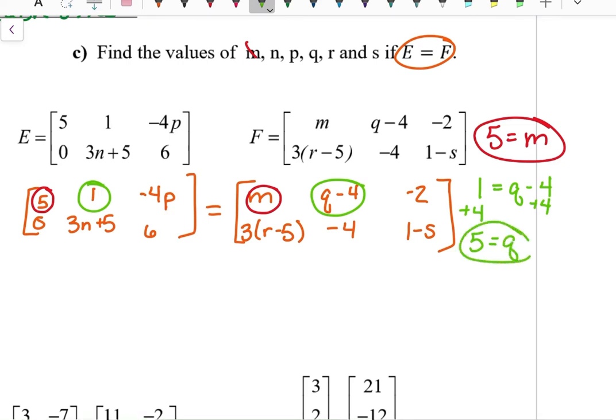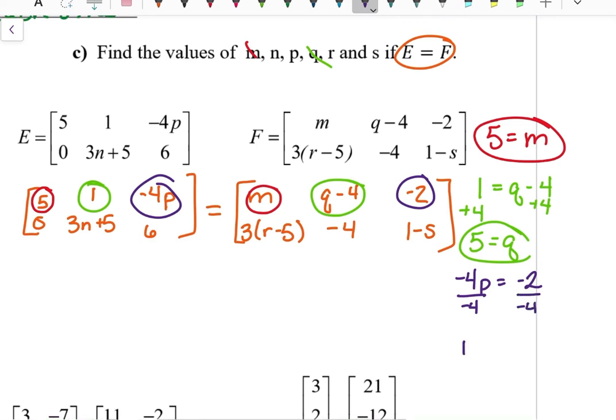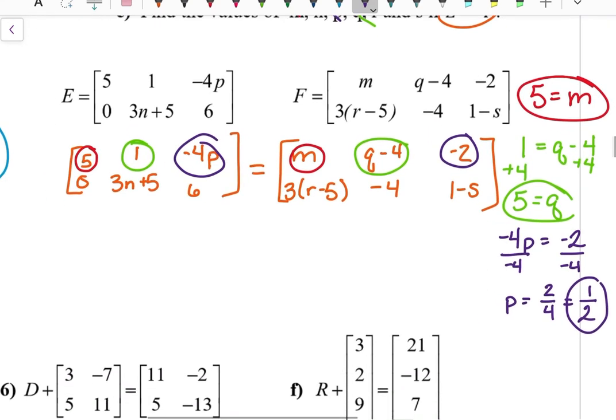Great. Q's done. Next one we need to do is negative 4p and negative 2. So I'm going to do negative 4p is equal to negative 2. Divide by negative 4, and you get p is equal to positive 2 over 4 because negative divided by a negative is a positive. And 2 divided by 4 can be reduced to 1/2. So p is 1/2. We found p. Done.